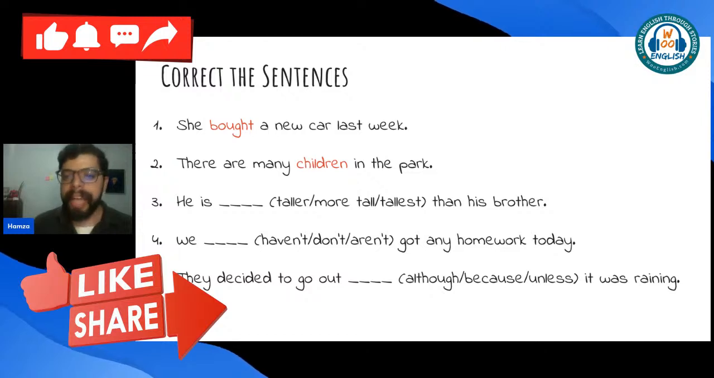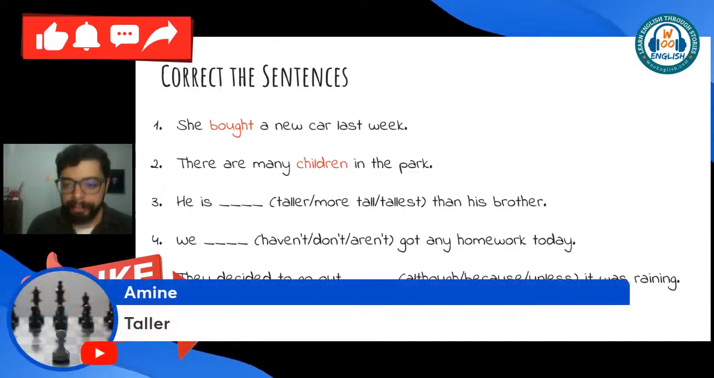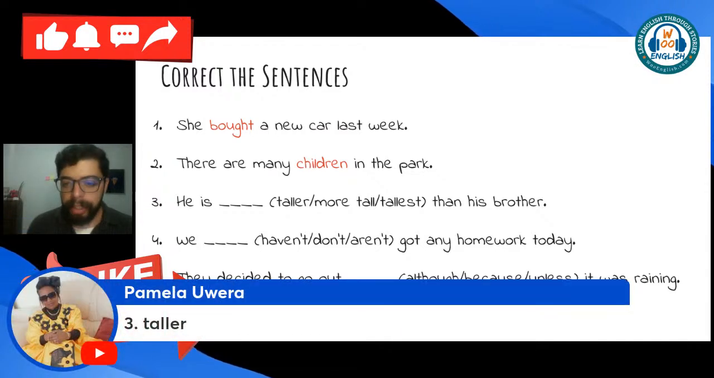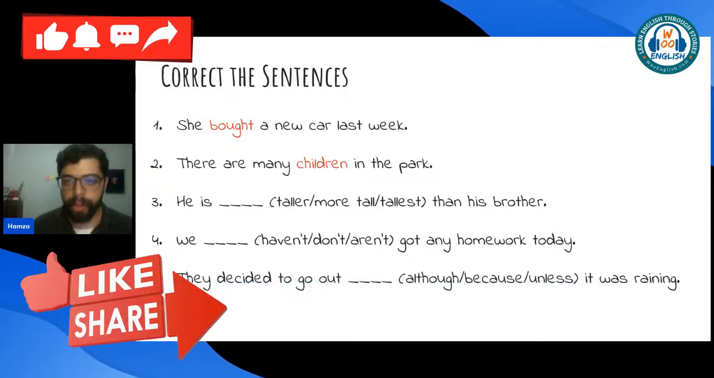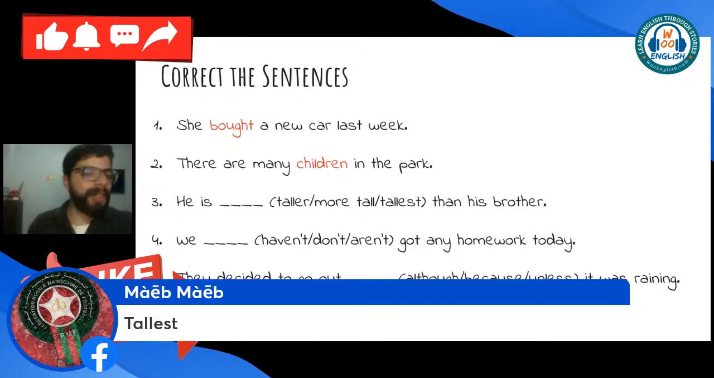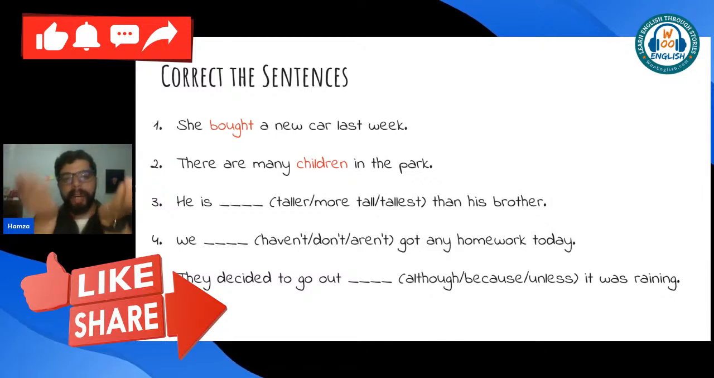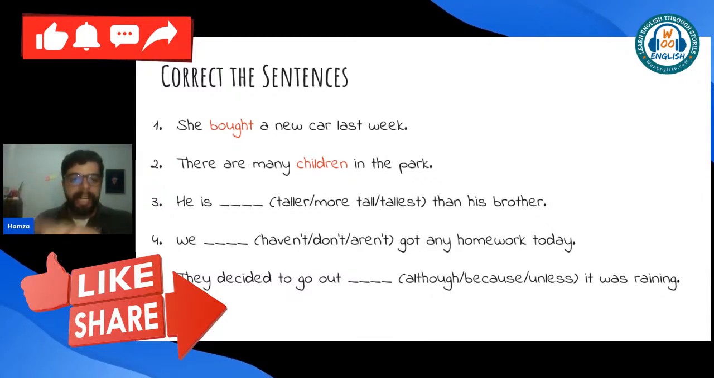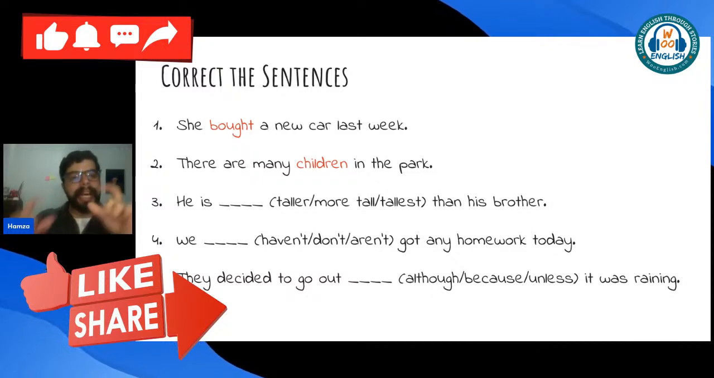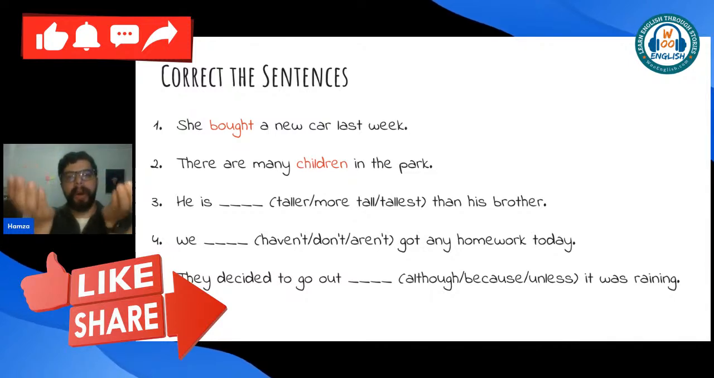Taller. Yeah, I was explaining this. Pamela says taller as well. Yeah, so in English, it's not tallest. When we are comparing two things, we never use est. We only use er or more. For example, a giraffe is taller than a lion. I'm only comparing two things.